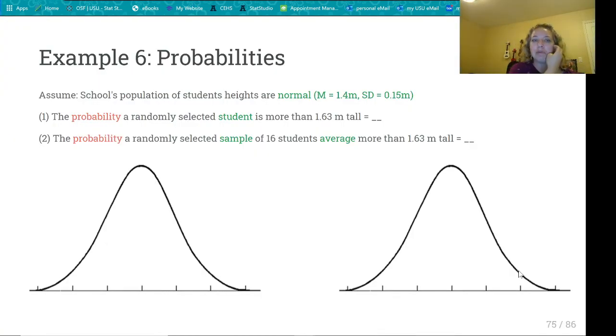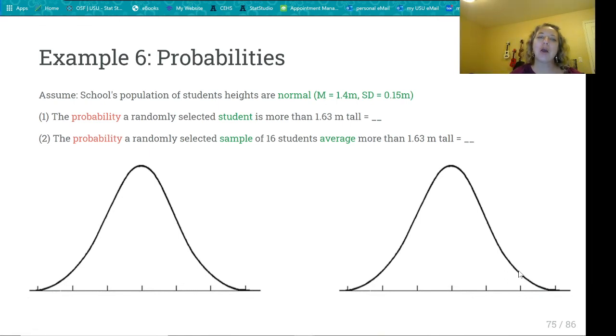So here's our example. We're going to go back to our chapter 4 example with our school population that had heights of students measured, and we're assuming, that's a big assumption here, this is not what we do in research, but we're assuming heights follow a normal distribution with a mean of 1.4, that's mu, and a standard deviation of 0.15. And now we're going to ask some questions that are getting at the p-value idea.